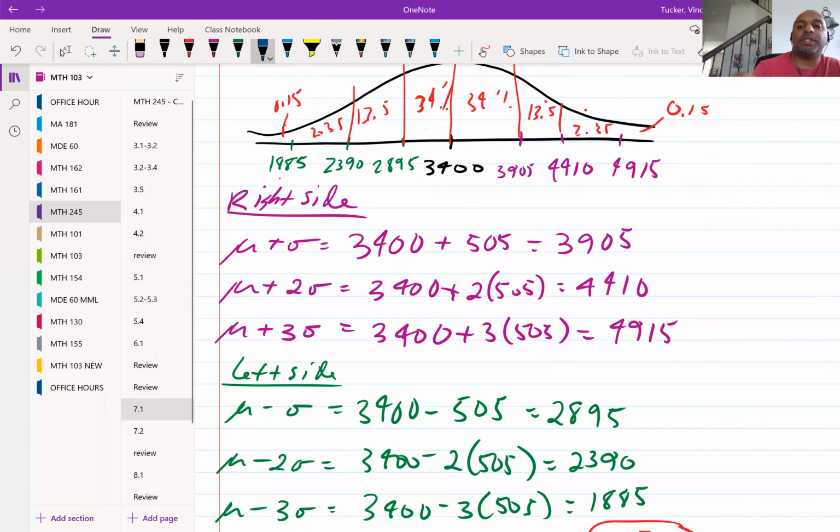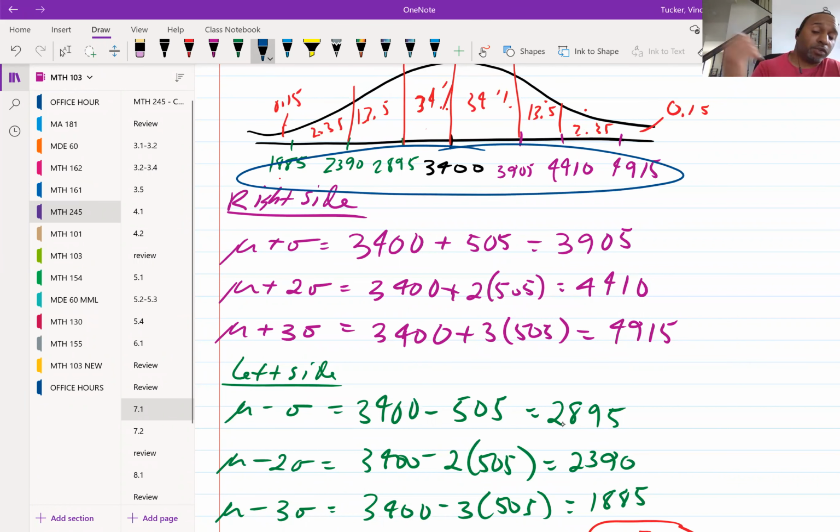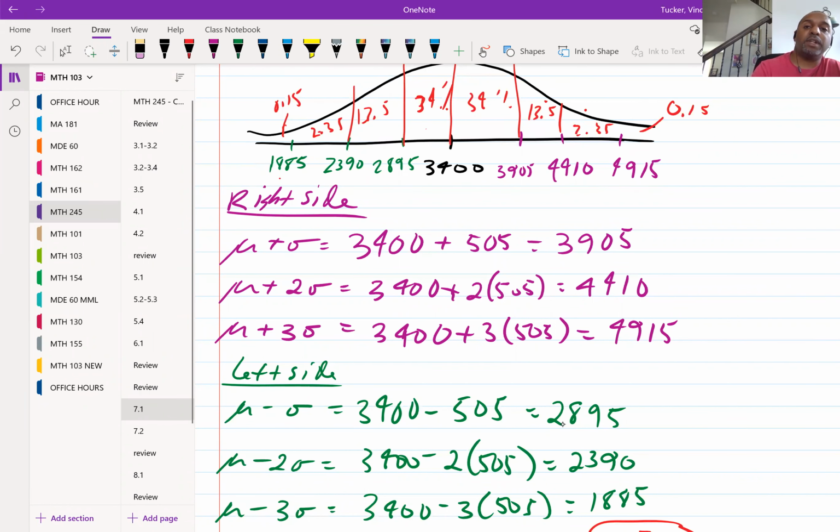And remember, we also mentioned that these percentages are fixed. Those are not the things that change. These numbers down here change according to the information that you're given, but the percentages stay the same. And that's how you would be able to use the empirical rule.